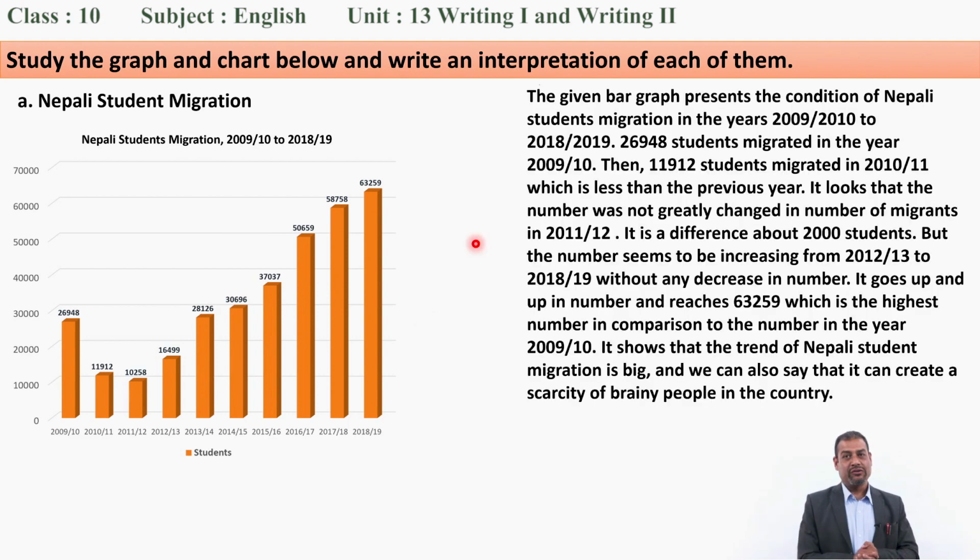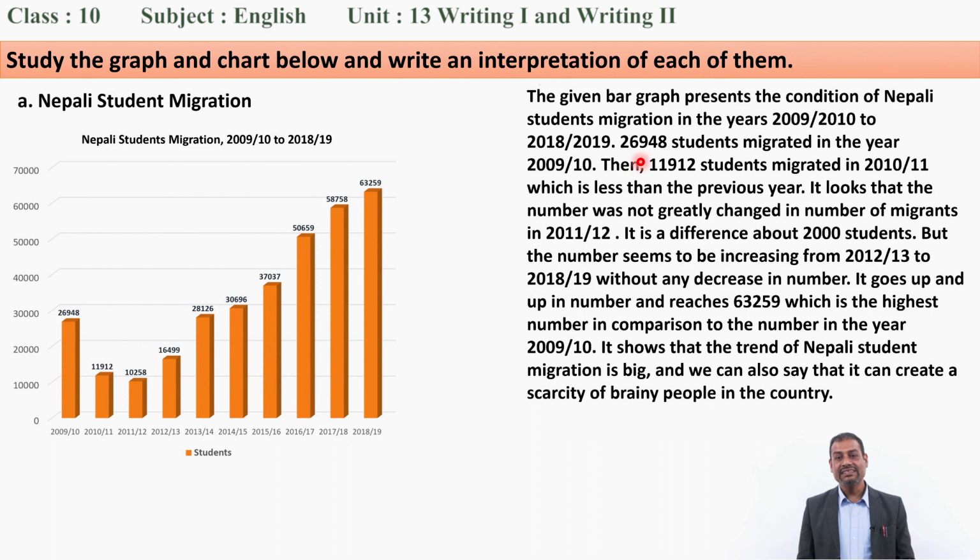All right. Now, this is an example for you, and you can interpret it in detail also. Okay, this is just an example. So, I want to show it to you, and later you can again interpret in your own words. Okay. So, first of all, let me read it, and you can also read together. The given bar graph presents the condition of Nepali students' migration in the years 2009 and 10 to 2018 and 2019. This is what information given here, okay? So what do we call for this part? You have to think and you have to tell me, okay?